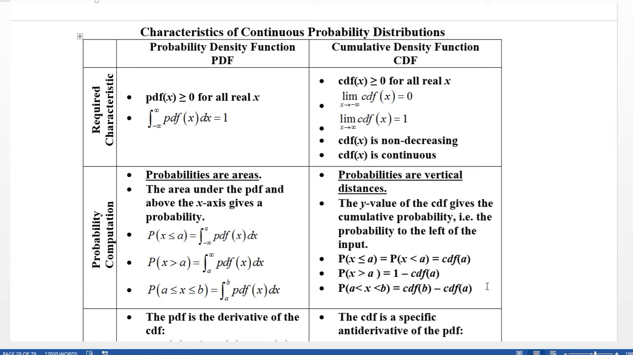On the other hand, the cumulative density function, the CDF, also is greater than or equal to 0 for all real numbers x. So likewise, it is also a graph that is on or above the x-axis. But it has a couple other interesting characteristics. The limit as x goes to negative infinity of the CDF of x must be 0, and the limit as x goes to infinity of the CDF of x is equal to 1.